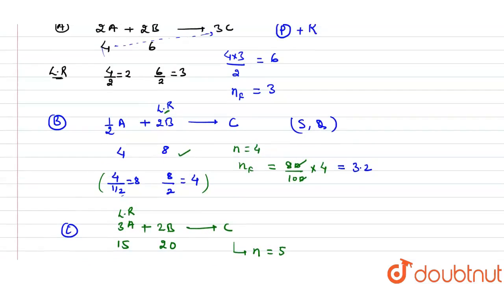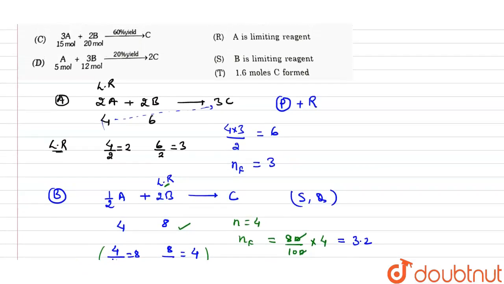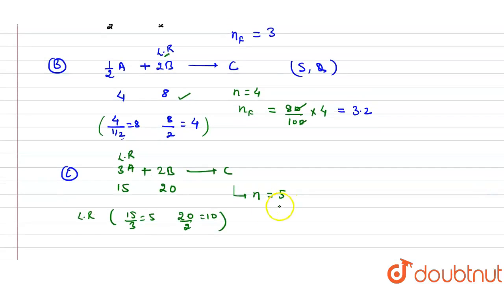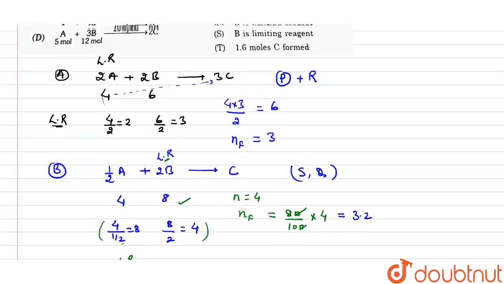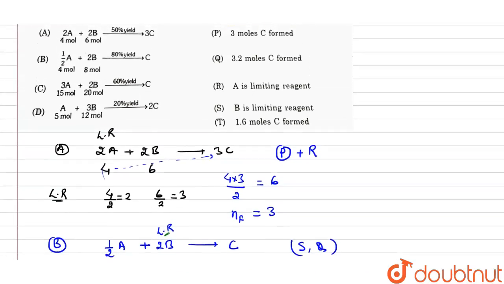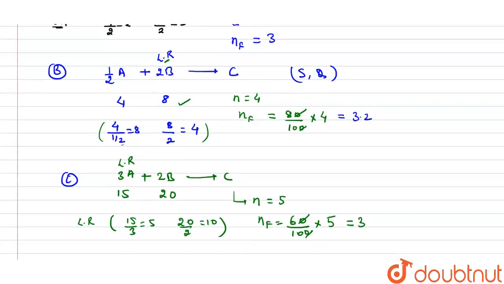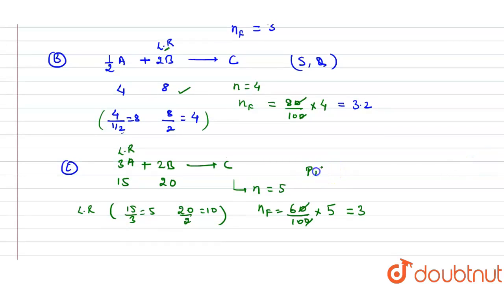But percentage yield is also given, and percentage yield is how much? So that is 60%, means 60% of this we will get. So final moles will be 60% of this value, 60 by 100 multiply by 5. This 0 will get cancelled out, 6 5s are 30, 30 by 10 is equal to 3. So 3 moles, and A is limiting reagent, so R, and along with that P and R is matching with that, P and R.